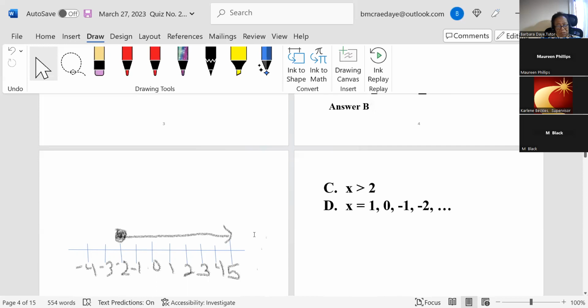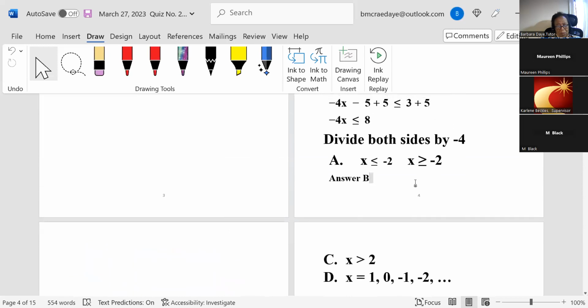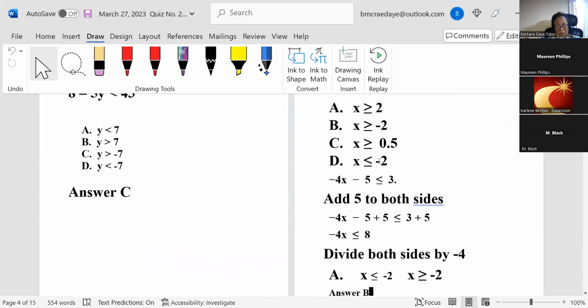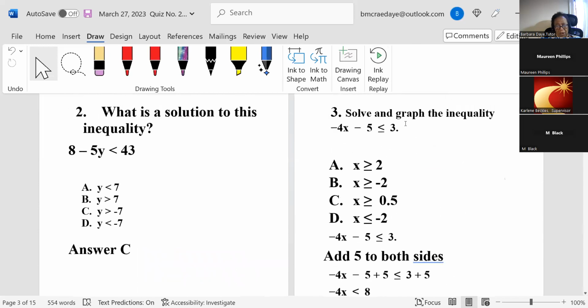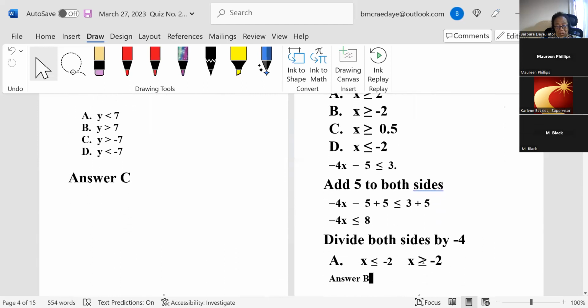Question? Can we work it out, Miss? Let me see it again. What we're supposed to work out first. It says, solve and graph the inequality. We solved it and we got x greater than or equal to -2. Answer B, right there. Okay.